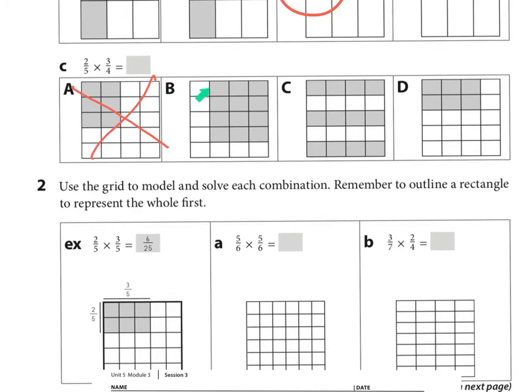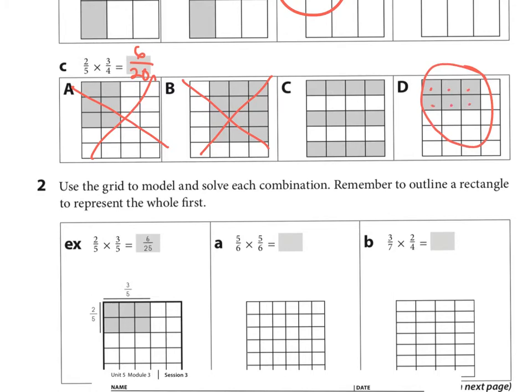Let's look at B. We see 3/4 up here, but do we see 2/5 on the side? No, we see 4 out of the 5 on the side. So this doesn't work. So we can also put an X through this. Let's go ahead and skip C since it's not all together. Let's go to D. I see 2 out of 5. And over here, I see 3 out of the 4. So yes, D shows 2/5 times 3/4. And that equals 6/20. I can see in D that there are 6 rectangles colored in out of 20 total rectangles.